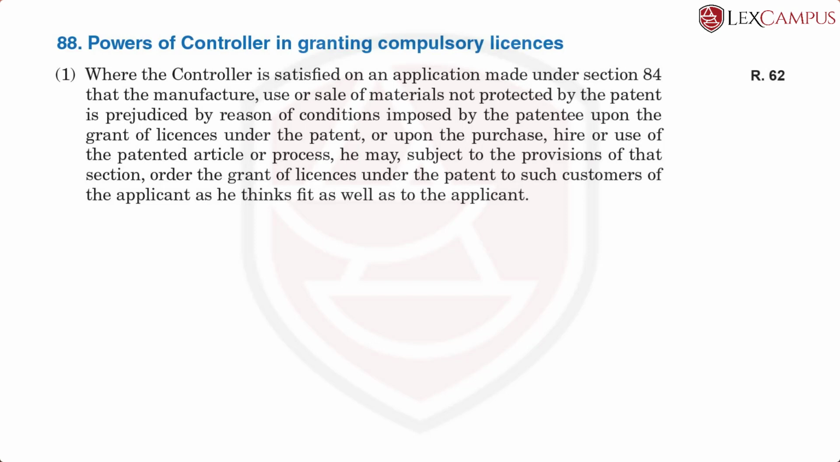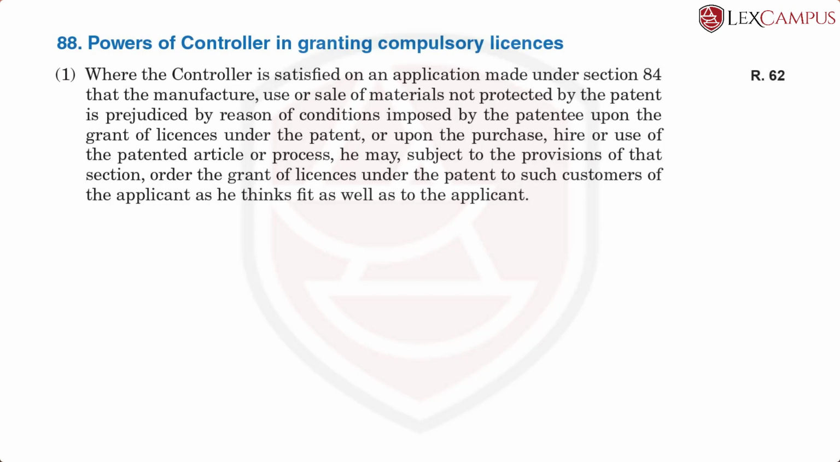Let us take a case where there is a machine which is patented and the machine can make paper cups. The paper cups have to be made with a special material. Now, if the patentee, while selling the machine, insists that the paper cups also have to be procured from him, or the materials used for making the paper cup, the paper, has to be procured from him, then that becomes a condition that prejudices the sale of materials not protected by a patent. So, it squarely falls under this provision. So, in such cases, the controller can grant licenses to the customers of the applicant.